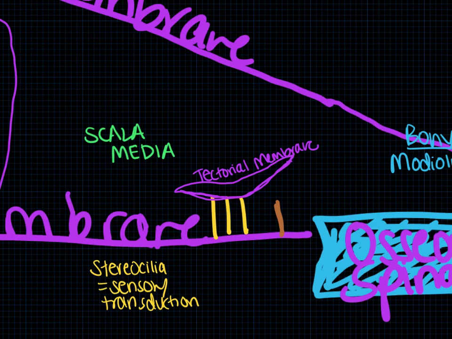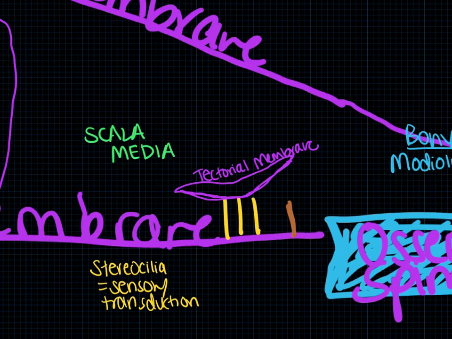So when movement of the scala vestibuli causes movement of the perilymph, that'll eventually cause movement in the cochlear duct, which will eventually cause movement of this tectorial membrane, which is going to cause movement of the stereocilia on top of these hair cells, which will transduce the mechanical energy into electrical energy.